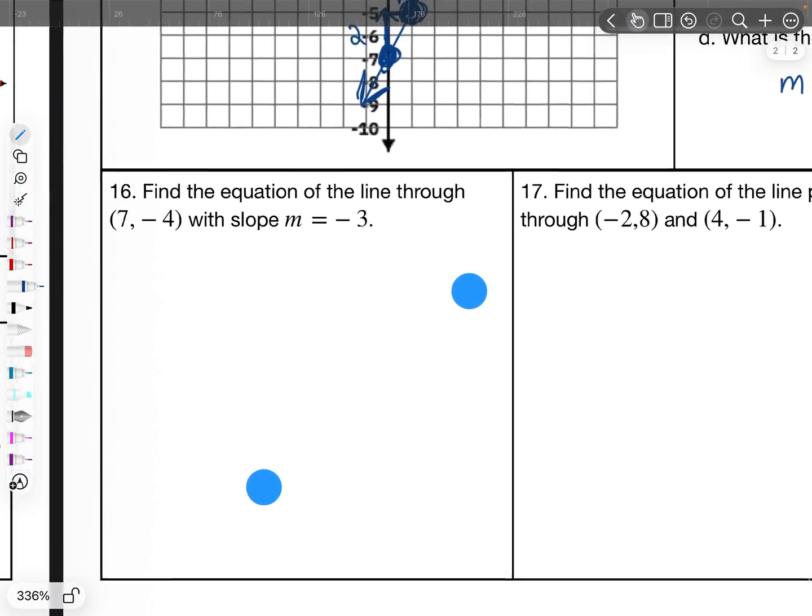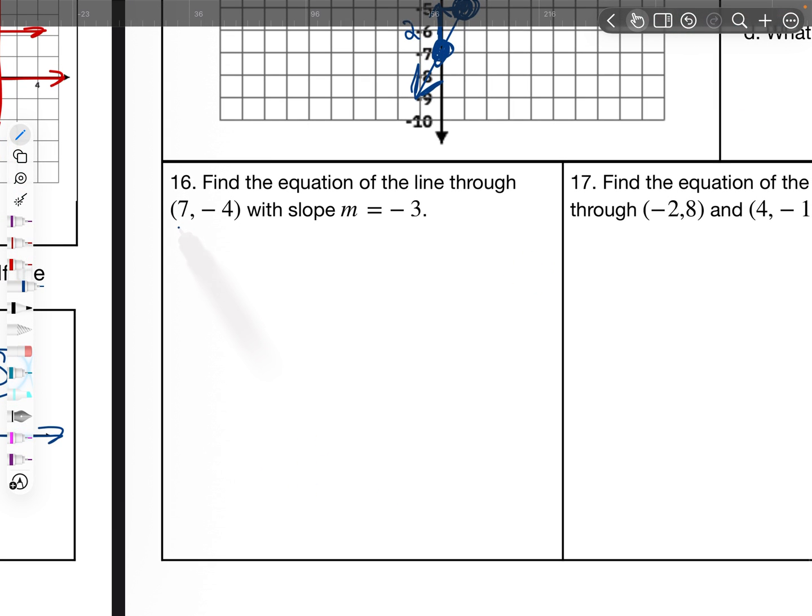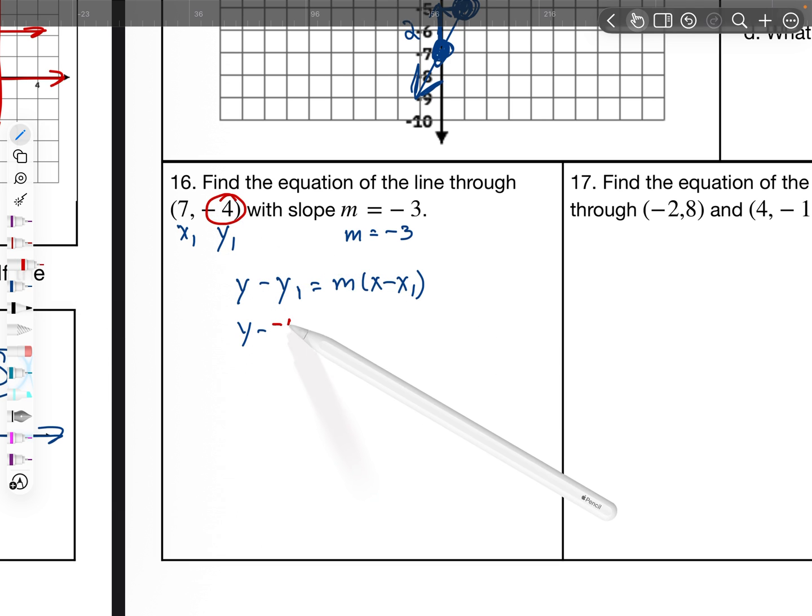All right, I'm just grabbing that from the equation. Now 16, 17, and 18 are find the equation of the line. They gave me a point, and it's not a y-intercept. The x has to be 0 to be a y-intercept. It's not 0, so this is just a general point on the line, and my m is -3. So I'm going to use my point-slope equation. That makes a lot of sense. Y minus my y value, which is -4.